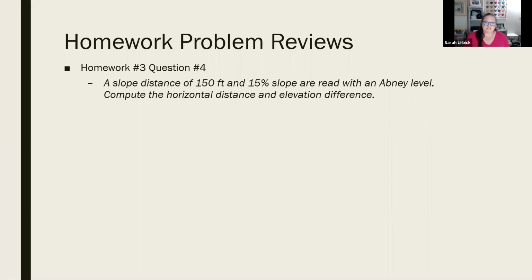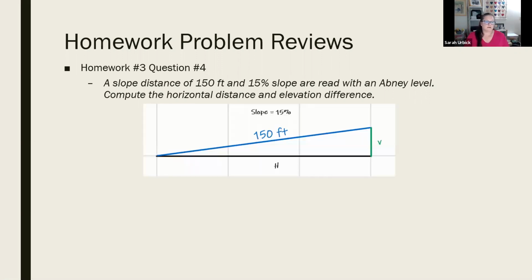So in this example, we had 150 feet on our slope measurement, and it was a 15% slope. So that's our drawing. That's what we're trying to find out. We need our horizontal, we need our vertical. A lot of people took that 15% and took the tangent of it, took the cosine and the sine, and wound up figuring out the problem. But the answers were wrong.